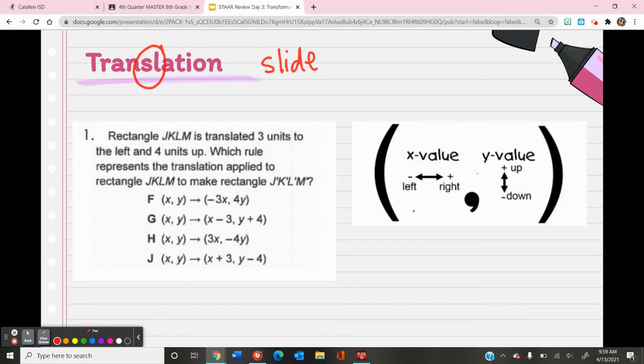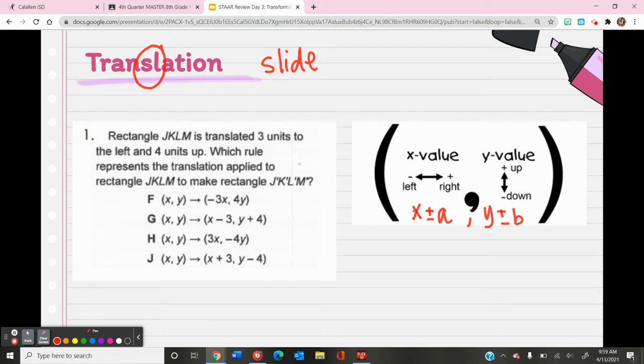Whenever you are translating anything, this is your rule to follow. So for your X value, if you are going left, you will be subtracting. If you are going right, you will be adding. So this should be X plus or minus A, comma, and then you have your Y value. So if you're adding, that means you're going up, and if you're going down, that means you're subtracting. So this is Y plus or minus B.